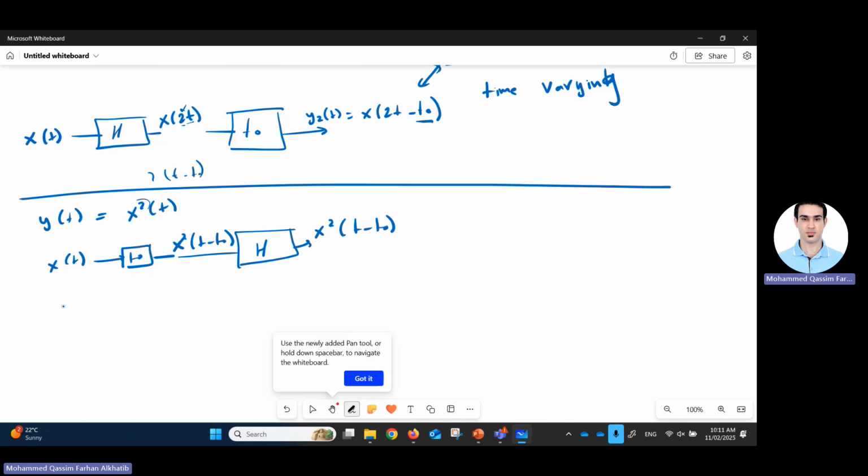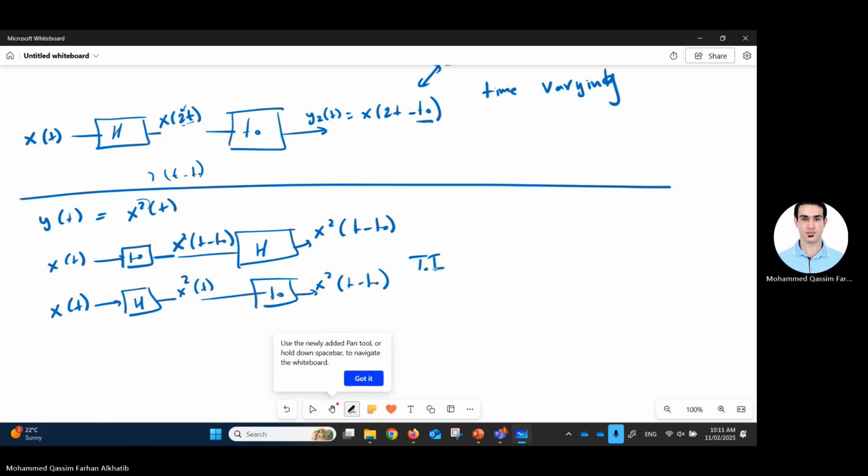Similarly, x of t, apply to the system h, you will get x square of t, then apply the delay by t naught, you will get x square of t minus t naught. So they are the same, then this one is time invariant. Okay, kind of clear? Now I want you all to try y of t equal x of t plus 3.